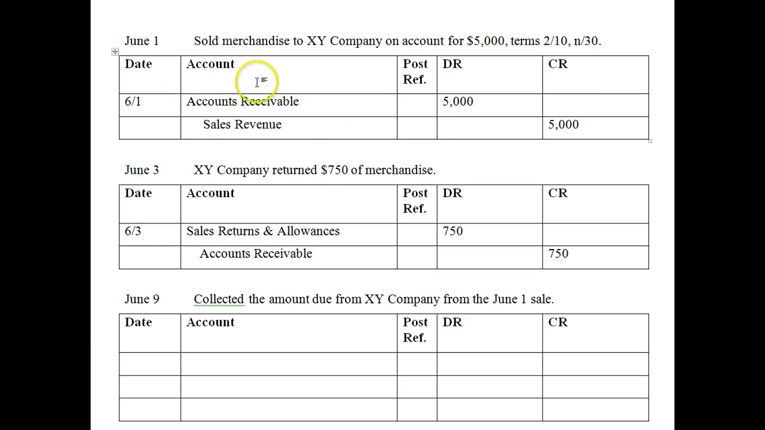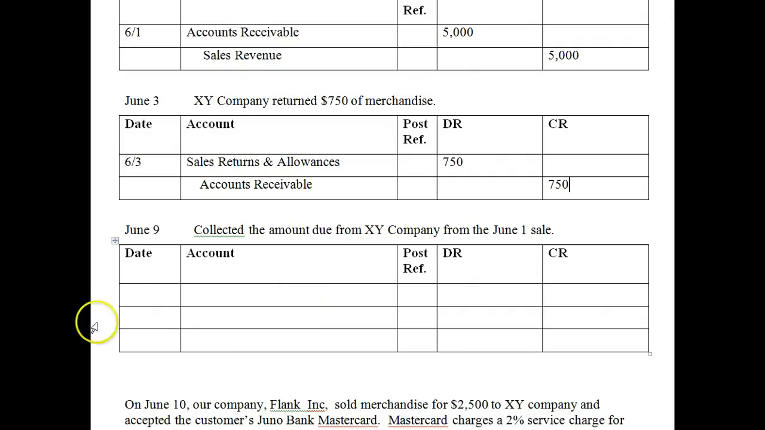So we've looked at creating a receivable. We've looked at one possibility. Once a receivable is created, we may accept a return. A return reduces our receivable, reducing the amount that our customer actually owes us. Now let's move to June 9th. On June 9th, we collected the amount due from XY Company from the June 1st sale.